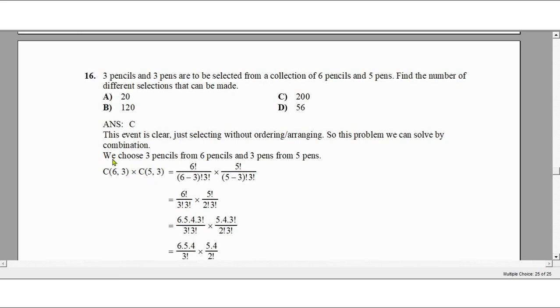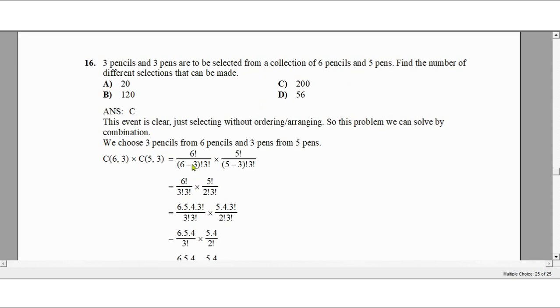We can see here that we choose 3 pencils from 6 pencils, right? And 3 pens from 5 pens. Remember this word "and", it means we multiply. So we choose 3 pencils from 6 pencils, it means the combination of 3 from 6, and then times we choose 3 pens from 5 pens. So it's the combination of 3 from 5. We multiply these combinations.